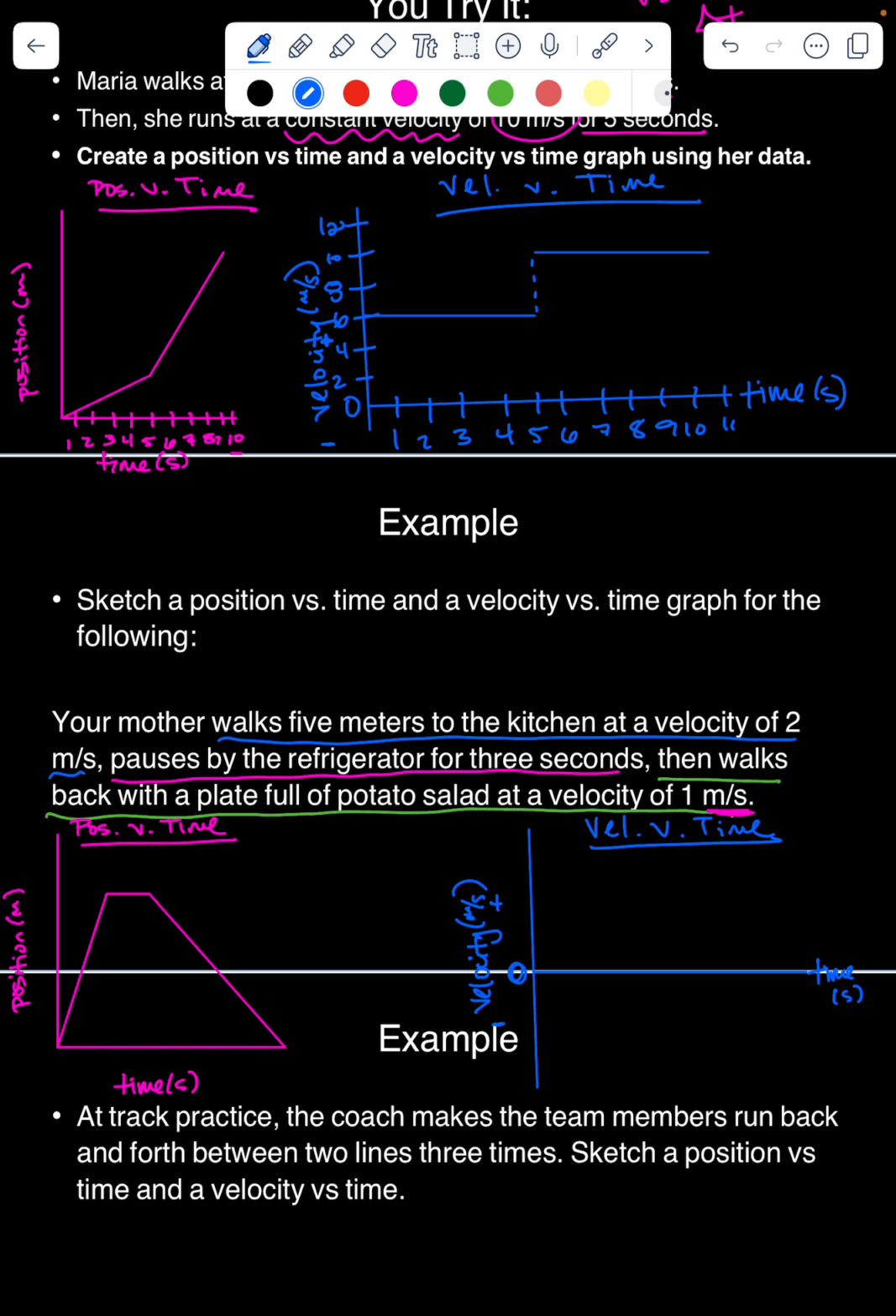All right, so I did give you the velocities for this. I gave you 2 and 1. So we need to make sure that both our positive axis and our negative axis are still going to have the same numbers. So for me, because it's so small, I would just go up by 0.5. So we're going to have plus 0.5, plus 1, plus 1.5, plus 2. And then we're going to do that same thing down here: negative 0.5, negative 1, negative 1.5, and negative 2.